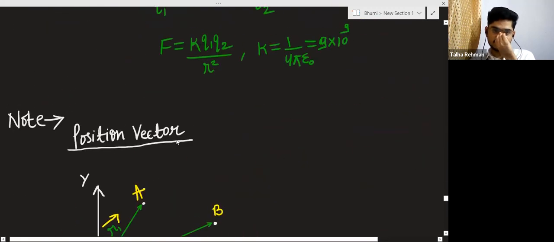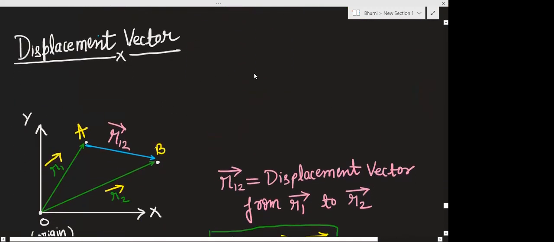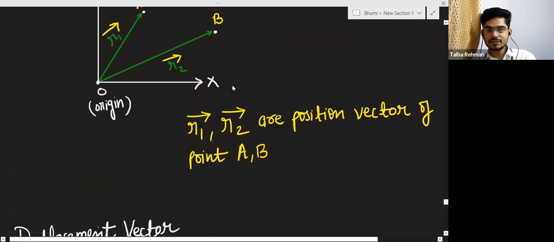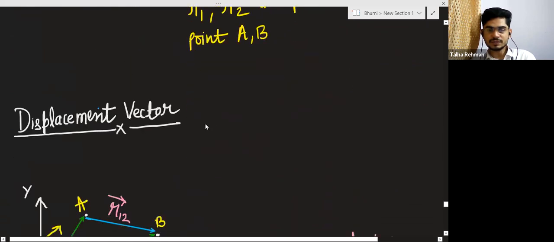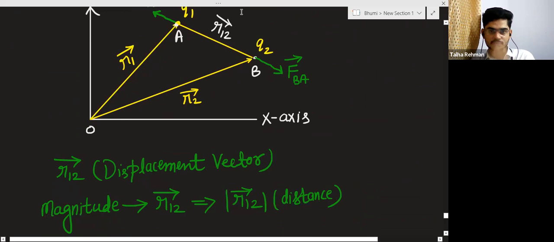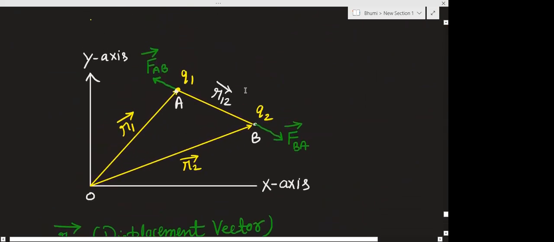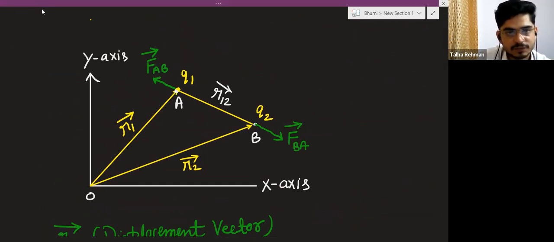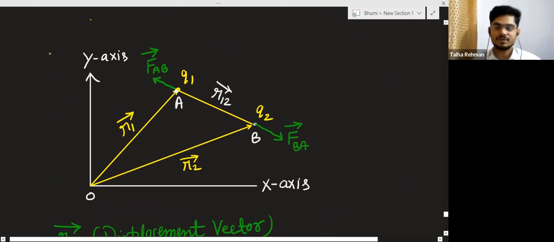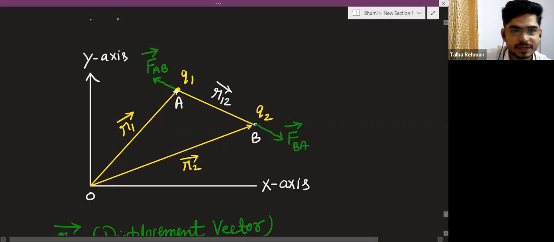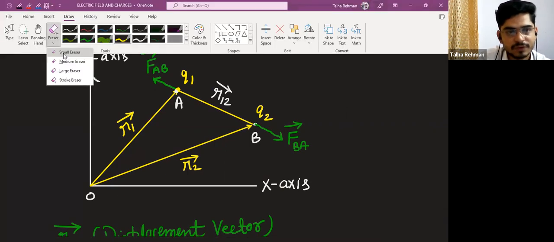Okay. We have discussed the position vector, displacement vector, and Coulomb's law in vector form. I have used all these things in Coulomb's law. We can modify it if we consider this as position one. Okay, no problem. If I modify this now, then the formula will be very easy for you.